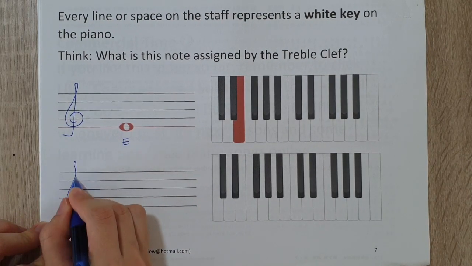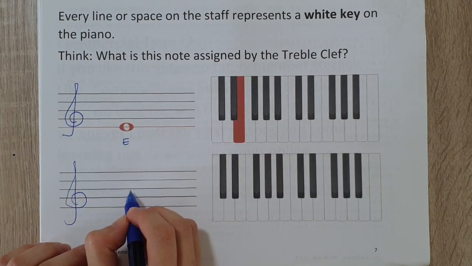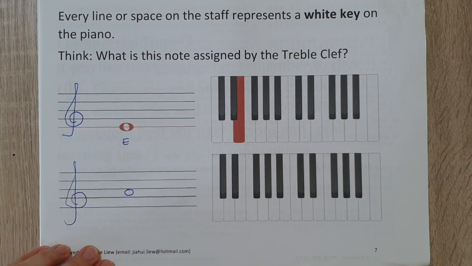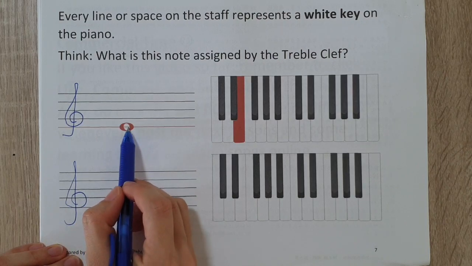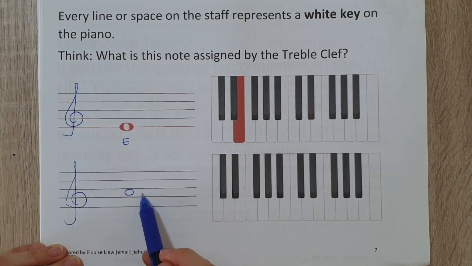This is a treble clef. Alright, what's this note? I want you to think for a second. Okay, there are two ways to do it. You can start from the E, first staff line, and you just count upward. So this is E, F, G, A. So this is an A.